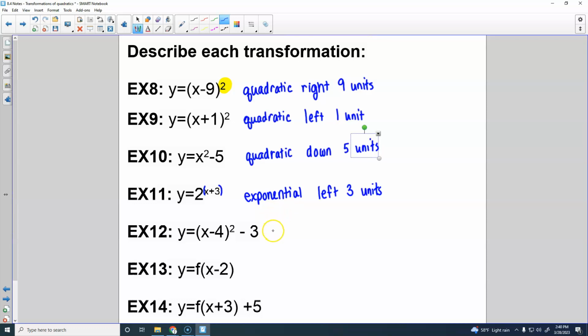What type of equation are we dealing with? You still have a square, so this is a quadratic. And that minus 4 is going to go to the, oh, was it left? Right 4 and down 3 units.